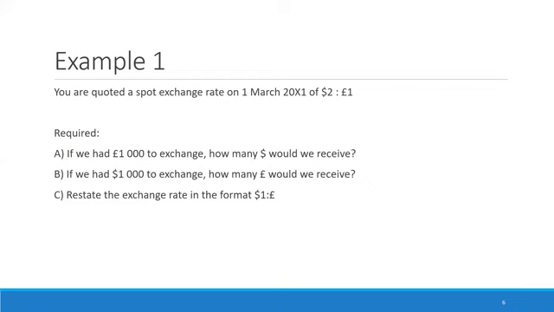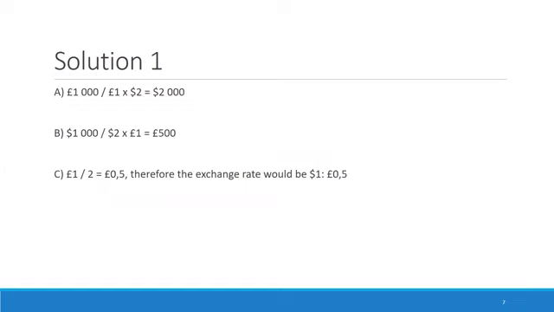The second scenario, or scenario B, says if we had $1,000 to exchange, how many pounds would we receive? So we know that $2 gives us 1 pound. So how many pounds would we get for $1,000? So $1,000 divided by $2 times 1 pound means we'll get 500 pounds.